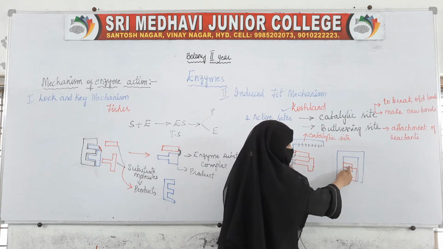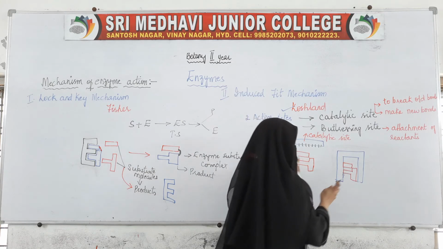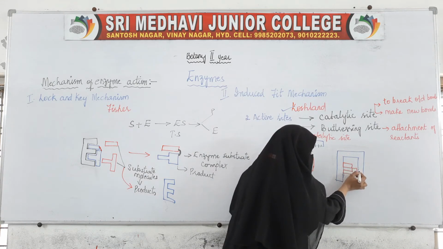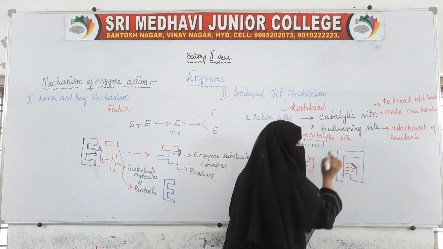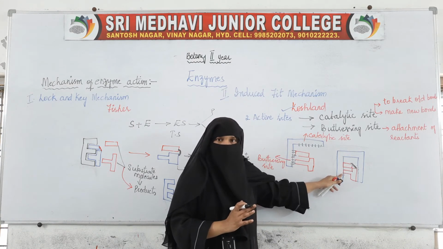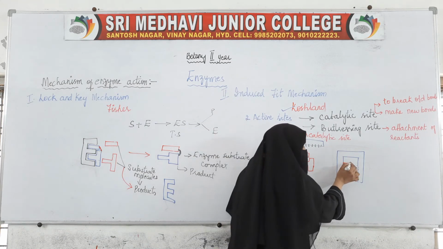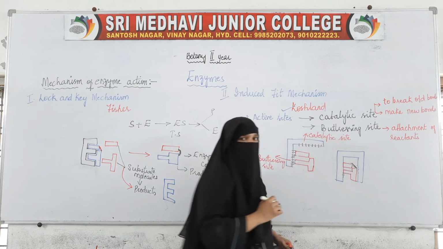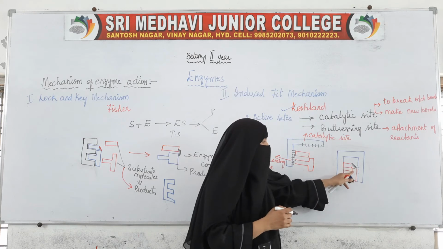Now this catalytic site is near these two substrates. So what will happen? This catalytic site is helping in the making or breaking of the bonds. It helps these two substrates in making the bond. It fixes itself near these substrates so that it helps in the making of a bond between them. So now a bond is formed between them.